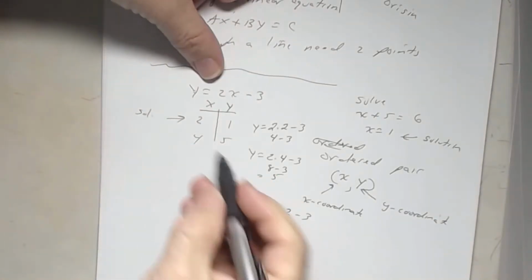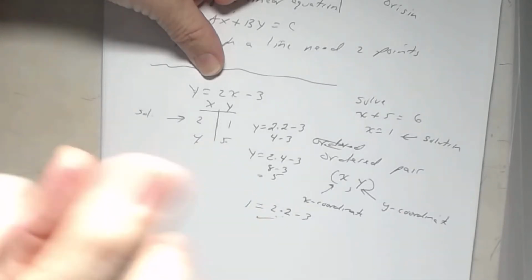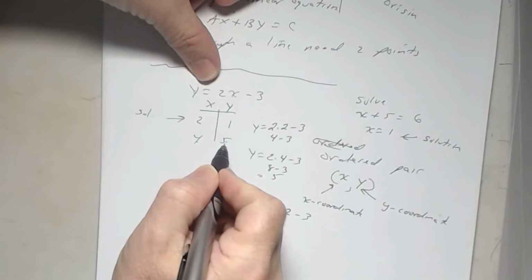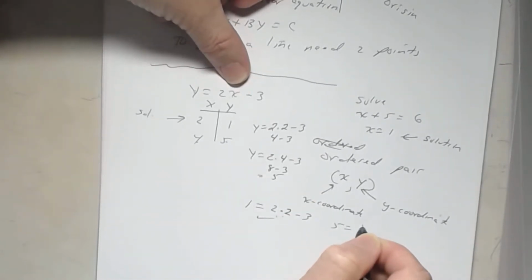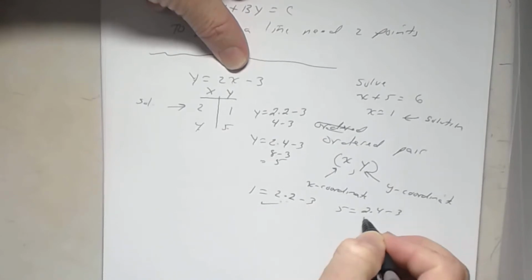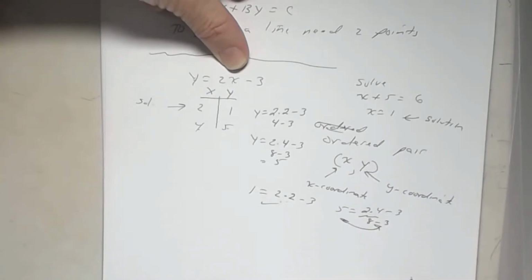It's a solution because when I plug 4 into x and 5 into y, the two sides equal each other. Watch. What's y in this case? 5 equals 2 times x, which is 4, minus 3. What's 2 times 4, and what's 8 minus 3? Those two sides are equal. So are there only 2 solutions? No. There's an infinite number of solutions.